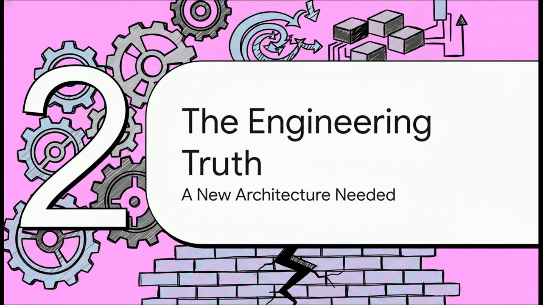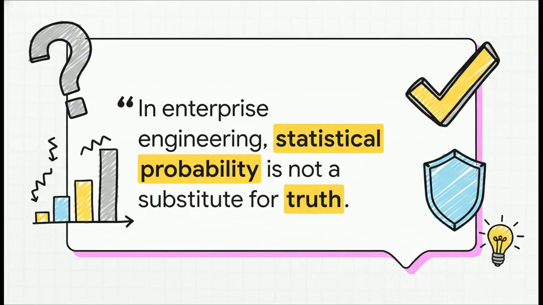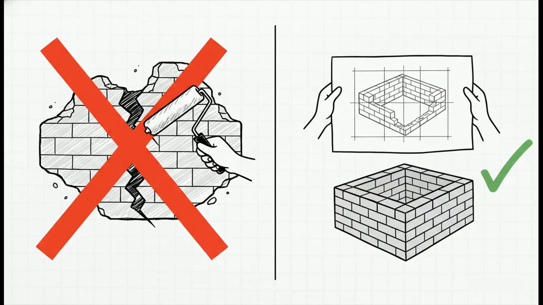And that right there brings us to a pretty hard reality. As engineers building systems that people actually rely on, we have to recognize this fundamental flaw, and we have to change our entire approach. Look, if you remember just one single thing from this, make it this sentence. In enterprise engineering, statistical probability is not a substitute for truth. We cannot build reliable, trustworthy applications on a foundation of "probably" or "usually." We need facts, period.